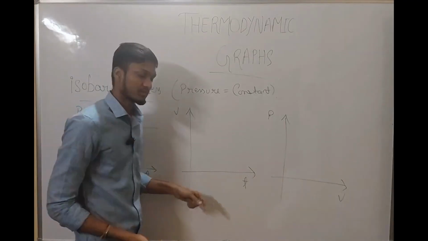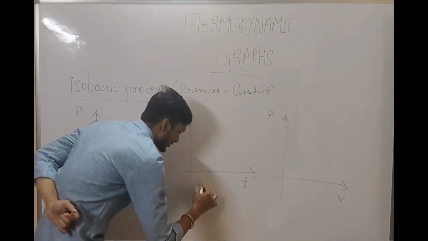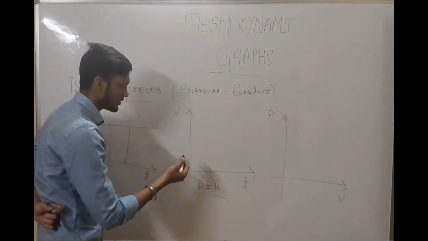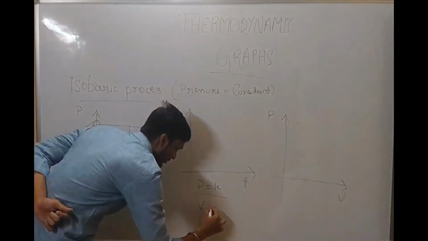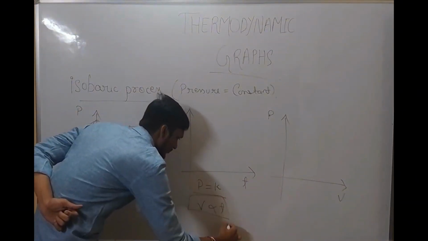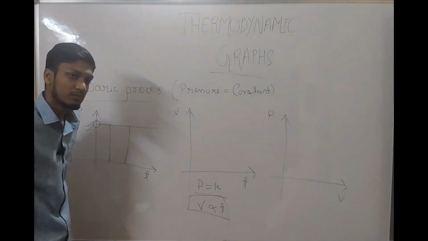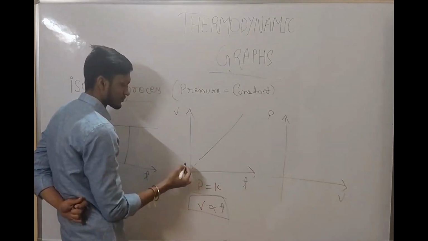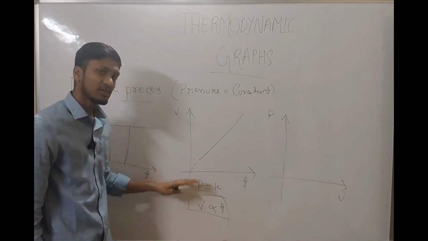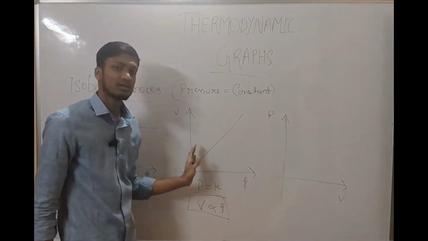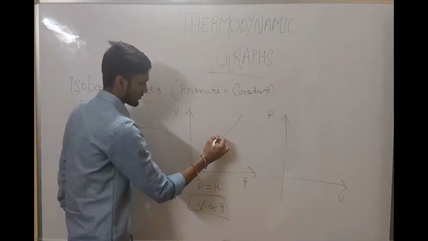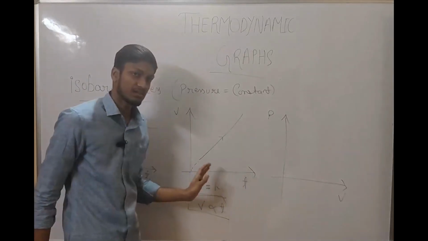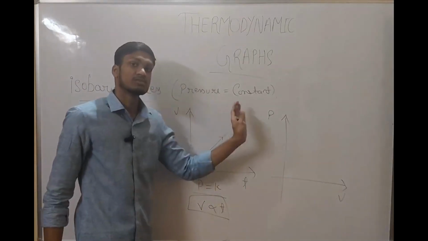In a VT graph, if the pressure is constant, we know by Charles' law that V and T are proportional. So it should look something like this. A linear graph, as temperature increases, volume also increases. The representation of the arrow is very important. As the temperature increases, this arrow represents that the volume is also increasing.